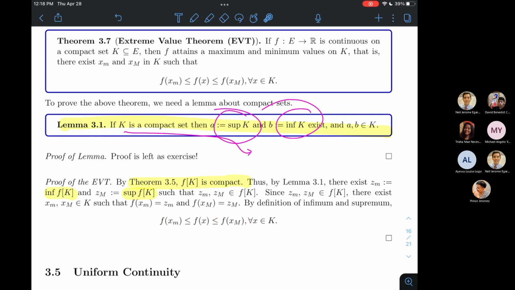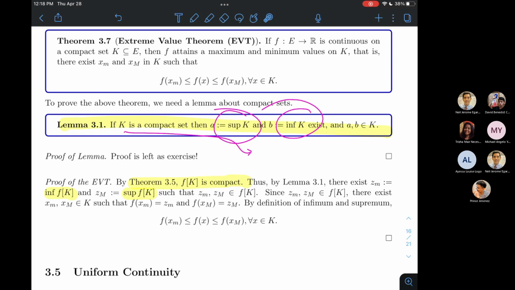And the nice thing about this is that this is a function value of a member of capital K, and this is a function value of a member of capital K. So, ibig sabihin, yung maximum at minimum ng isang function sa isang compact set ay nandun sa loob ng compact set na yun din. Right? And that's what the EVT tells us.